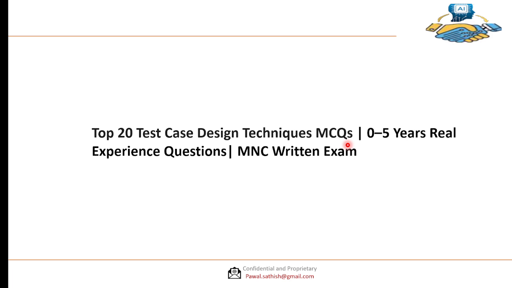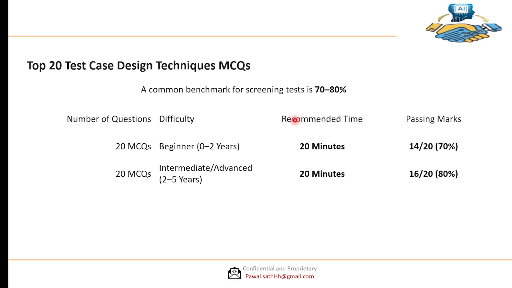Now if you see the pattern of the written test, usually they keep 20 multiple choice questions. If you have 0 to 2 years of experience, the expectation is that you should get 70%, that means out of 20, you should get 14 marks. If your experience is 2 to 5 years in QA, then the expectation is 16 marks, that is 80%. So this is usually a benchmark for screening tests. Today's session we'll see the top 20 test design techniques.